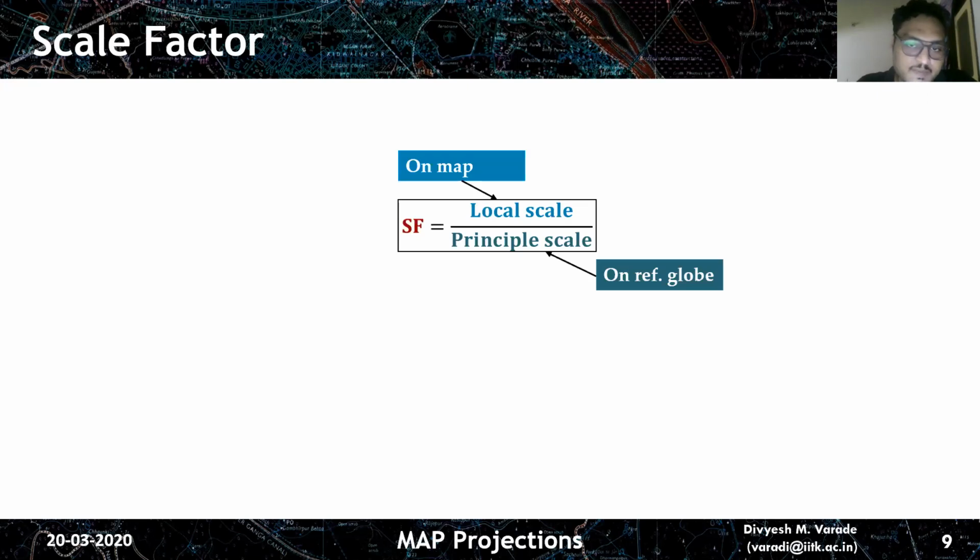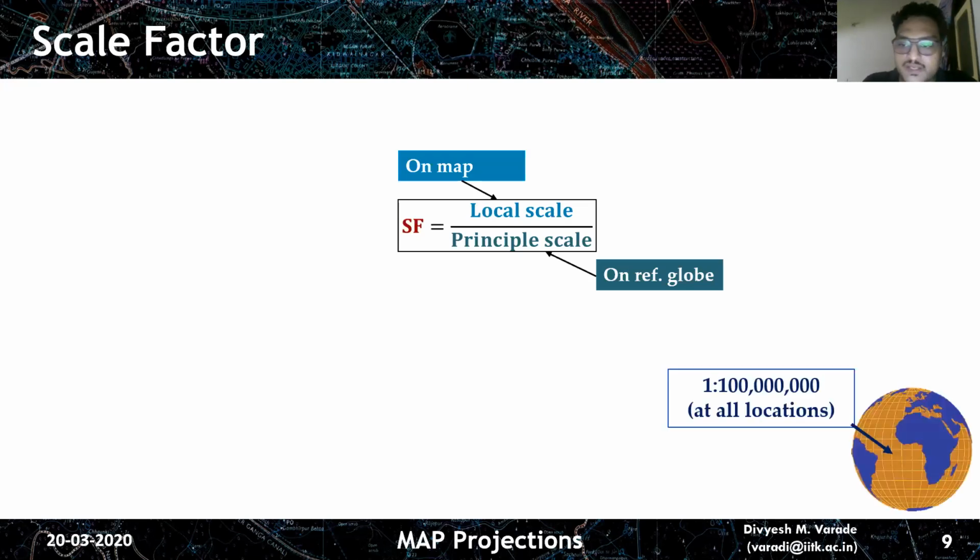The scale factor is basically the ratio of the local scale on the map to the principal scale on the reference globe. Basically, we know that on the reference globe, all the locations have the same scale because the graticules are uniform. So the scale for all the locations is 1:100 million as per our example.